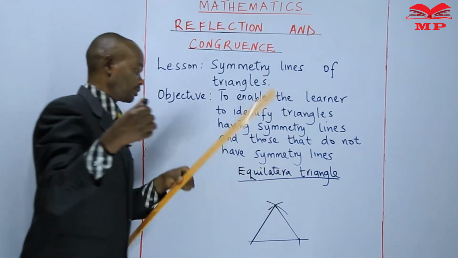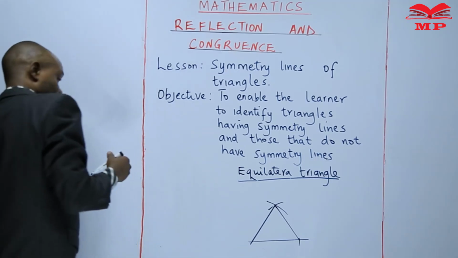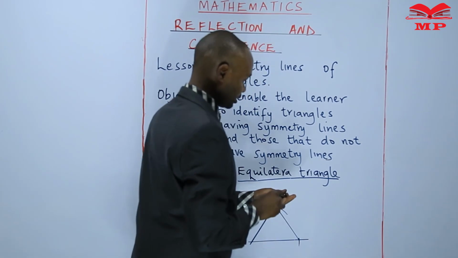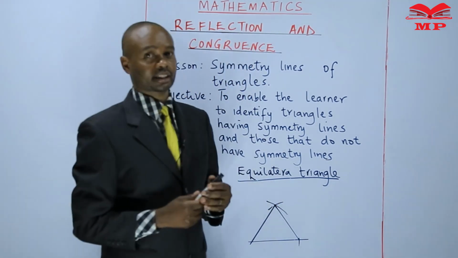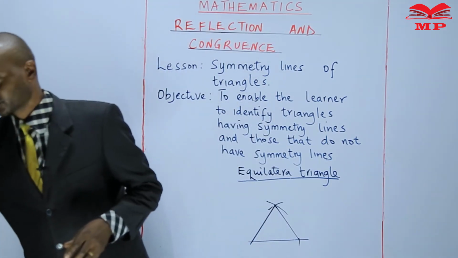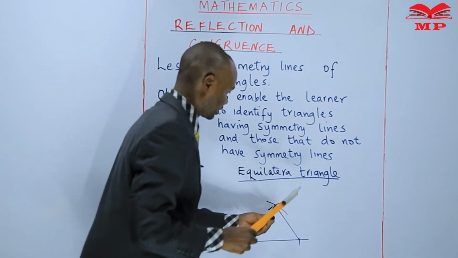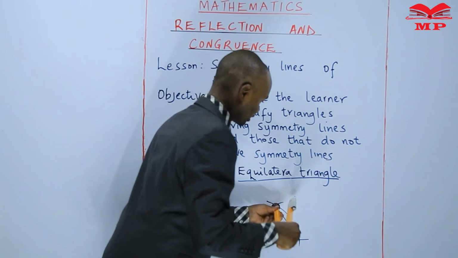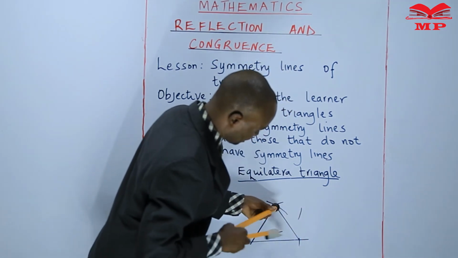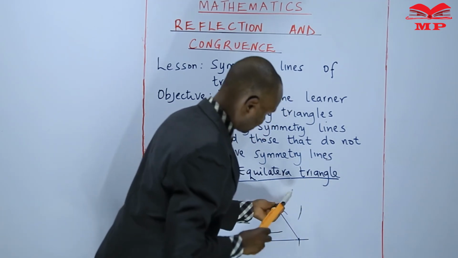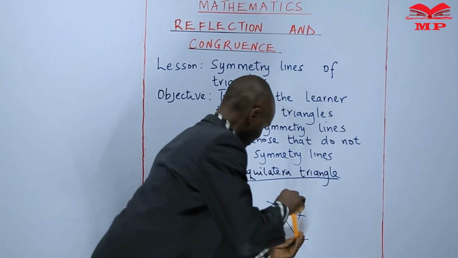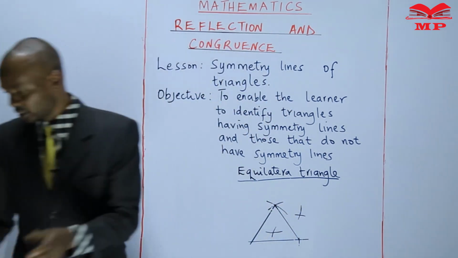From my demonstration, we got three symmetrical lines, but they can ask you to construct them, to show them by construction. So to show them by construction, you'll bisect all the three sides. I'll get the first bisector.